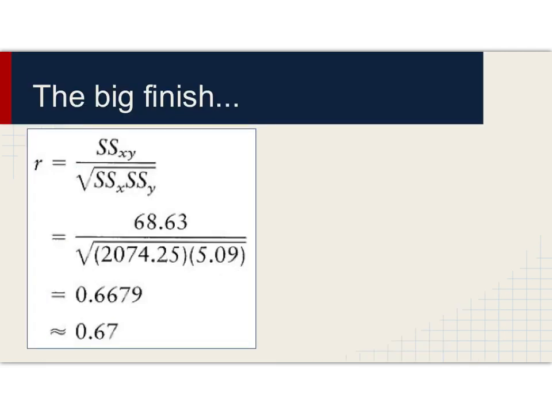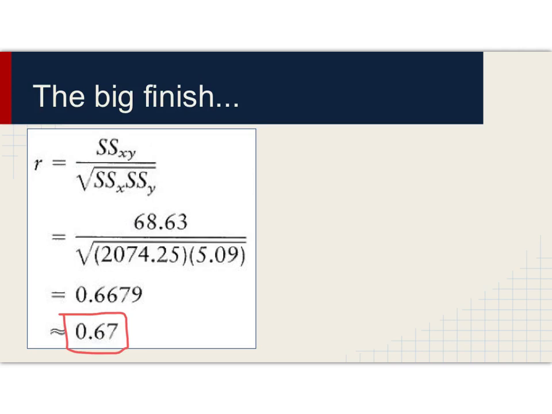And from here we can make the big finish. We drop the three numbers into the formula for R. 68.63 over the square root of 2074.25 times 5.09 gives us an R value of about 0.67. That would, in most people's minds, be a moderate, borderline strong correlation between X and Y.